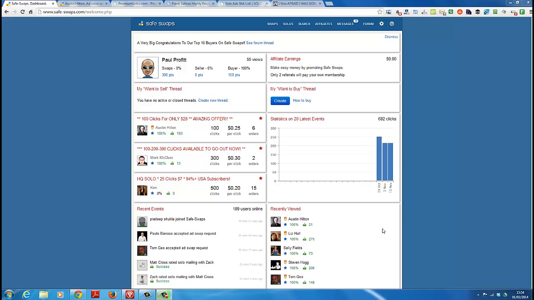This box here is just the profiles that I've recently visited. A couple of them, Liz Hall, I think I purchased from her, and I'm not sure about Tom, but anyway, I visited these profiles. Then these are just recent events of what the other members are currently doing online, and this section here is the offers, what people are offering and how much, and how many people have made an order with this person. And this lady Kim has got 15 orders. Now you would only get all of this information if you're a paid member of SafeSwap. If you're a free member, some of this statistical information will not be available to you.